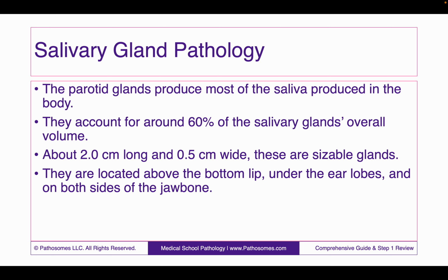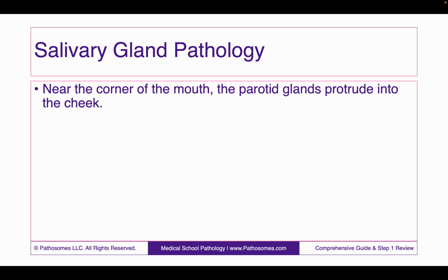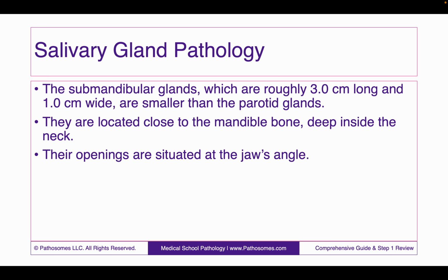Now, these are sizable glands. They are located above the bottom lip, under the earlobes, and on both sides of the jawbone. Near the corner of the mouth, the parotid glands protrude into the cheek. The submandibular glands, which are roughly 3 centimeters long and 1 centimeter wide, are smaller than the parotid glands in general. They are located close to the mandible bone, deep inside the neck. Their openings are situated at the jaw's angle.